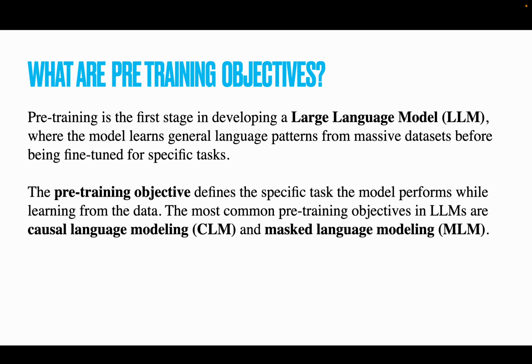Pre-training is the first stage in developing a large language model, where the model learns general language patterns from massive datasets before being fine-tuned for a specific task. The pre-training objective defines a specific task the model performs while learning from the data. The most common types of pre-training objective in LLMs are causal language modeling and masked language modeling. We will go through that with examples so that it will be easier for you to understand.